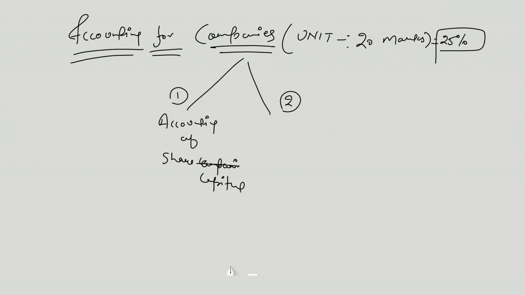The second chapter is all about the accounting for debentures. I think these two words, shares and debentures, were heard by you in class 11th, and all of you are aware of them. Both are sources of finance for the long run.